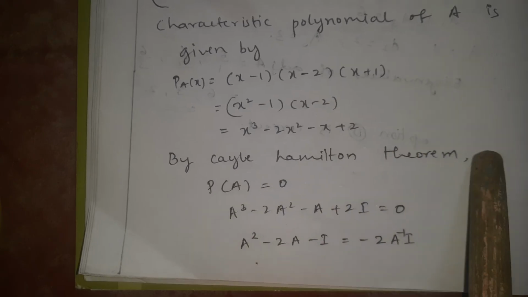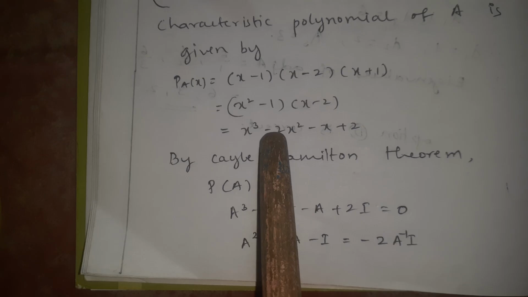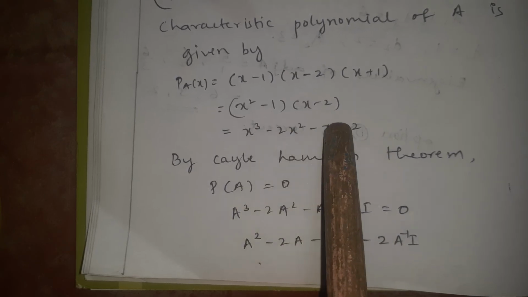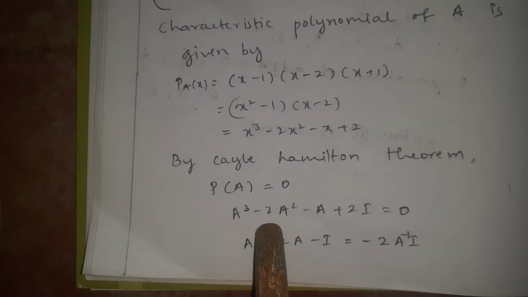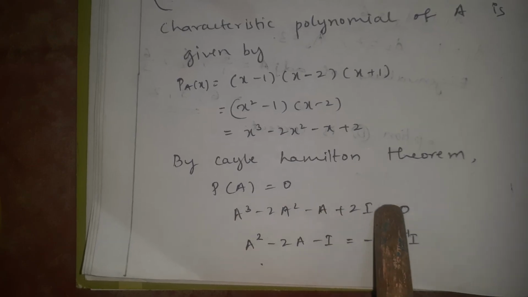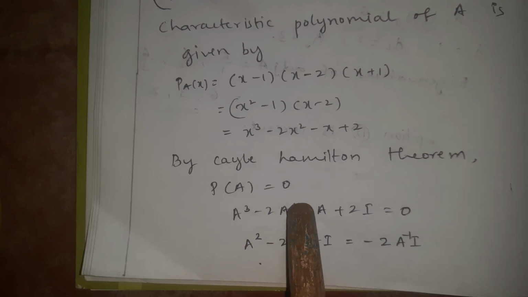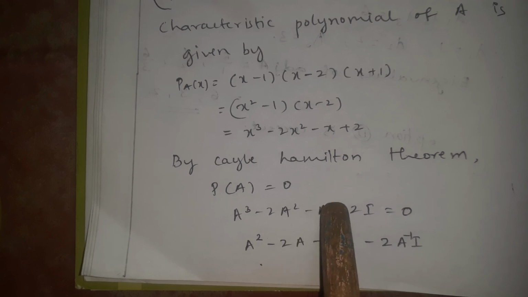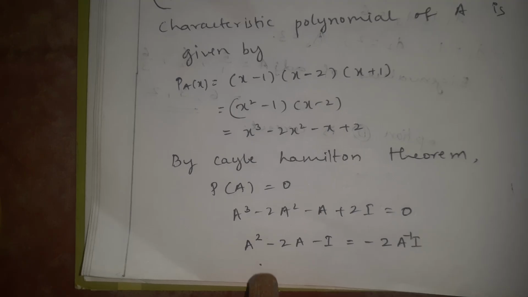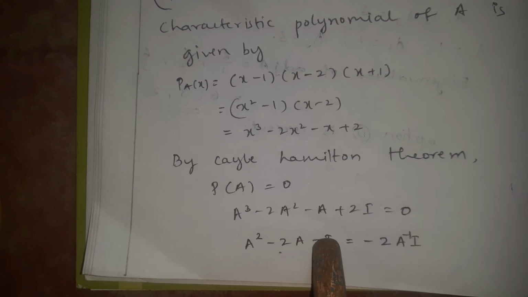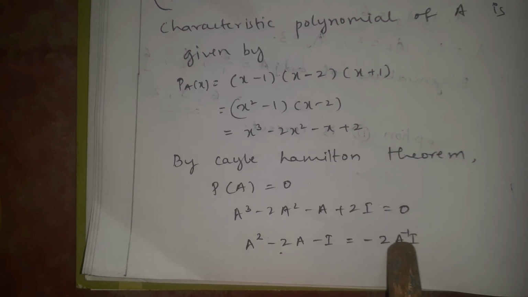According to the Cayley-Hamilton theorem, if you put matrix A in the characteristic polynomial, you will get it as 0. So P of A equal to 0. So A cube minus 2A square minus A plus 2I equal to 0. Since the determinant of A is non-zero here, because the eigenvalues are 1, 2, minus 1, non-zero eigenvalues, the determinant of the matrix is non-zero, hence A is invertible. So we can multiply A inverse on both sides, and you will get A square minus 2A minus identity matrix equal to minus 2 into A inverse.